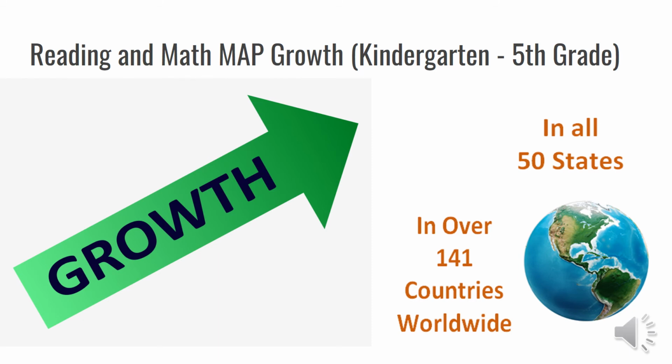The scale used to measure progress is called a RIT scale, and the score your child receives is known as a RIT score. Teachers and parents are able to monitor students' RIT score progress from one administration to the next and across multiple years. Let's take a look on the next slide.